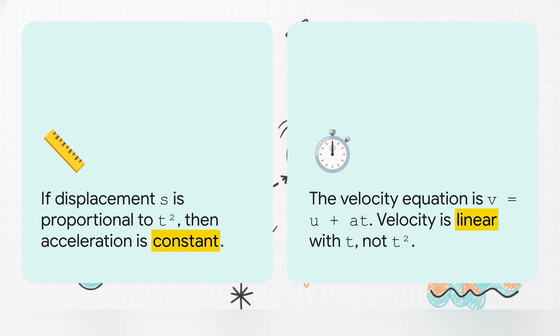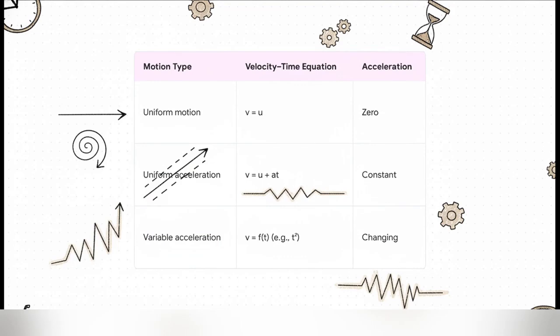But now, look to the right. The actual velocity equation for that very same motion is v equals u plus at. Do you see it? Velocity has a plain old t in it, not t squared. That's the trap. You can't just apply the displacement rule to the velocity equation. They speak a slightly different language. So let's lock this in and look at the correct velocity equations for each motion. For uniform motion, velocity v is just a constant number, no t at all. For uniform acceleration, the equation is linear, v equals u plus at.